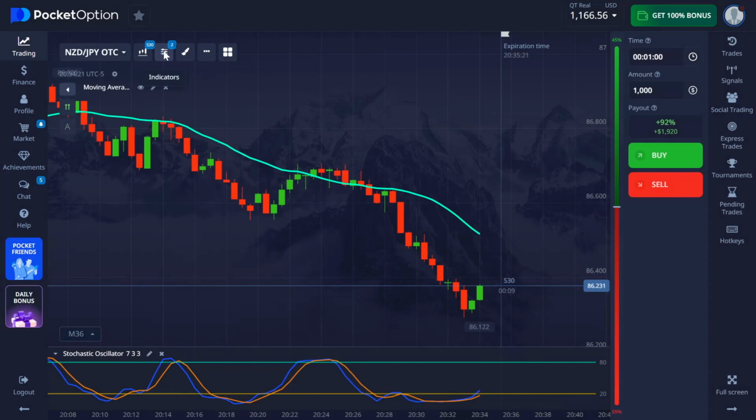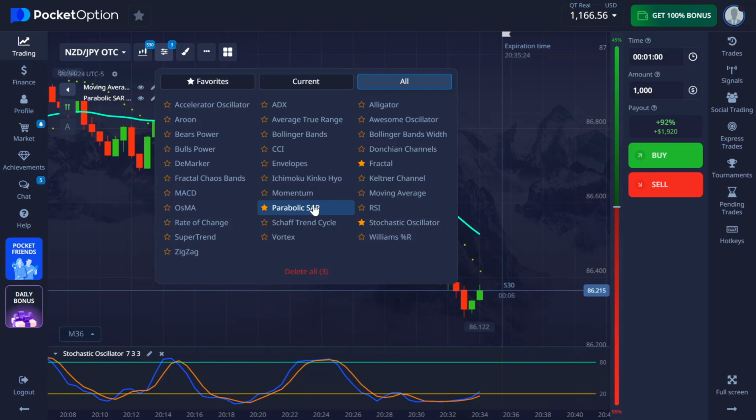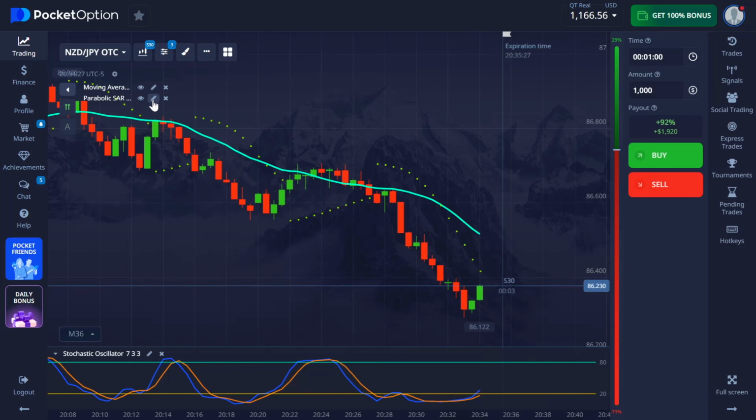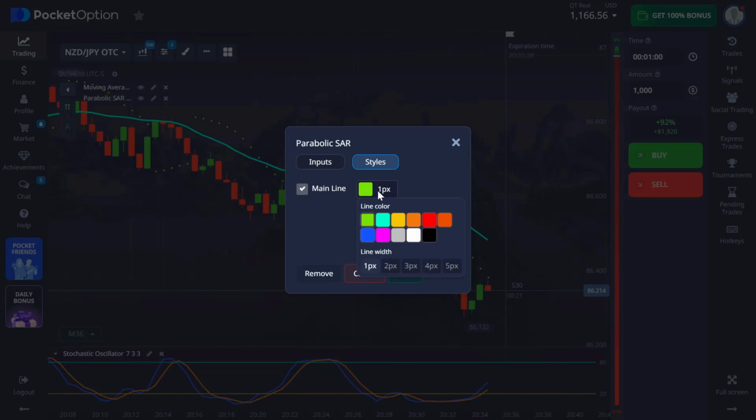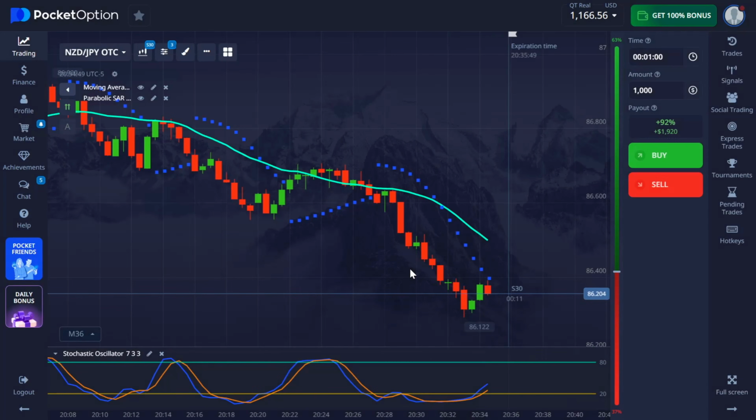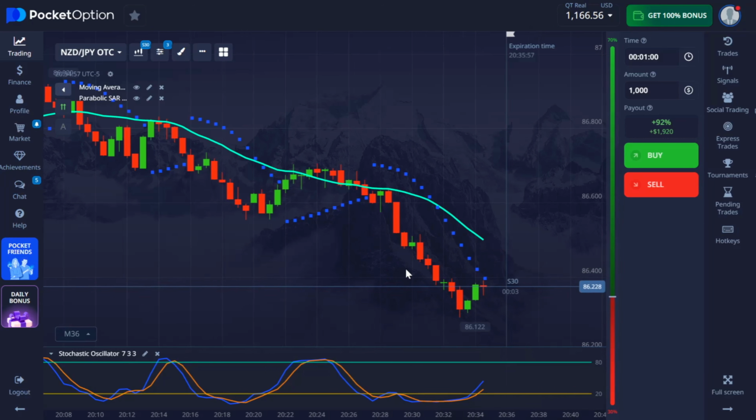Then we are gonna add our parabolic SAR. This is one of my favorite. Okay, and then we are going to fine tune this to 23 and this to 0.18. Okay, for the styles I'm gonna use dark blue. That's it. So yes guys, these are the settings for the indicators. So let's get into the other trades.